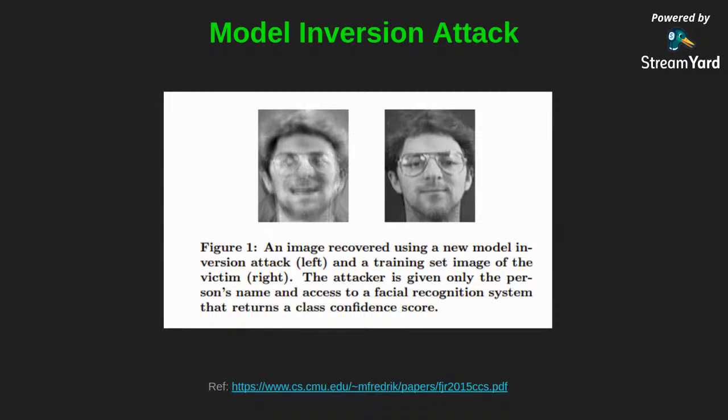In this paper, what they did was run the optimization on an input sample to get the highest activation at a target neuron, where you just know the target and you run the optimization on the input, and at the end you get an image which looks similar to the image from the input data set. This is a face recognition model that was targeted by attackers. So basically you get access to what the employees' faces look like in the target application.